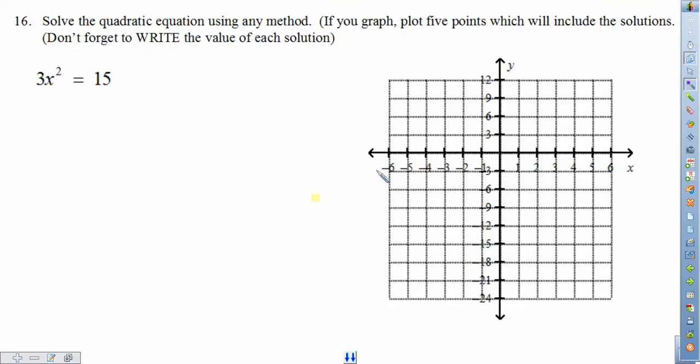Alright, so these final few problems. Directions are saying solve the quadratic equation using any method you want. But if you do graph, I would like you to plot 5 points and include the solutions. I will say this, in many cases, and these problems that we're going to do, graphing is probably the worst case scenario that you're going to need to do.